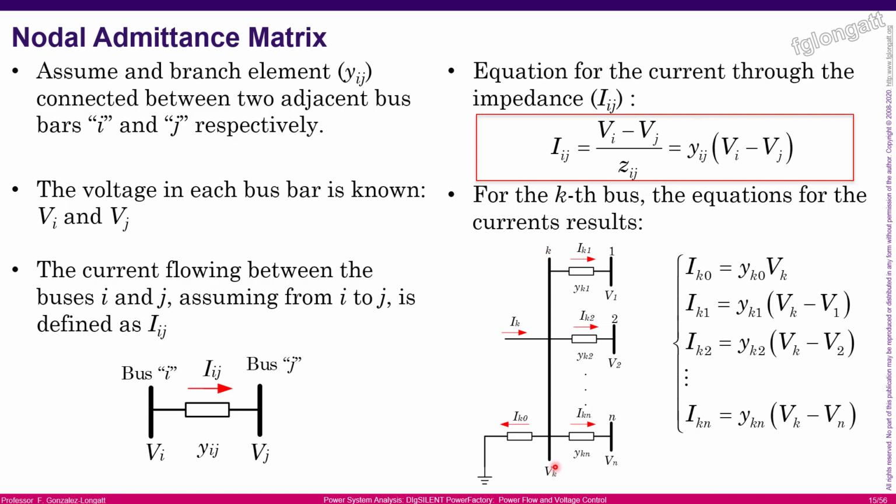What happens if we have a very big bus bar, the bus bar K, and there are n elements connected to this bus bar, including one element that is going to ground? Well, again, we can use this equation for calculating the current through the impedance, and we can also include the equation for the component or device that is connected to reference. Reference voltage equals 0. You can see the equation is extremely simple.